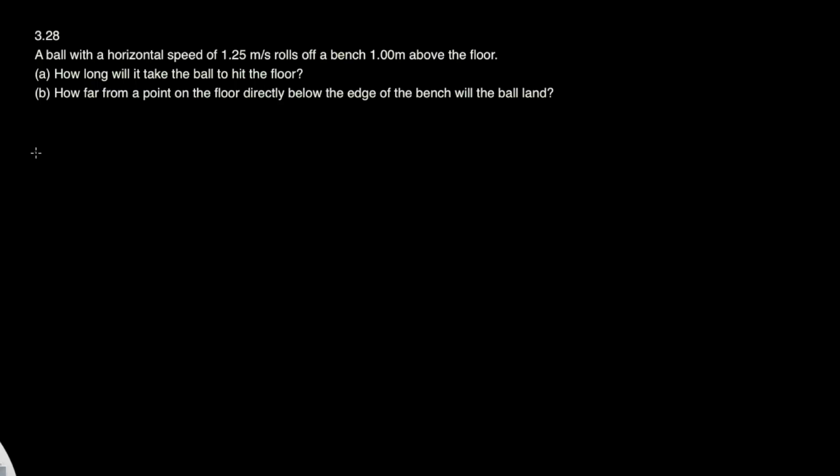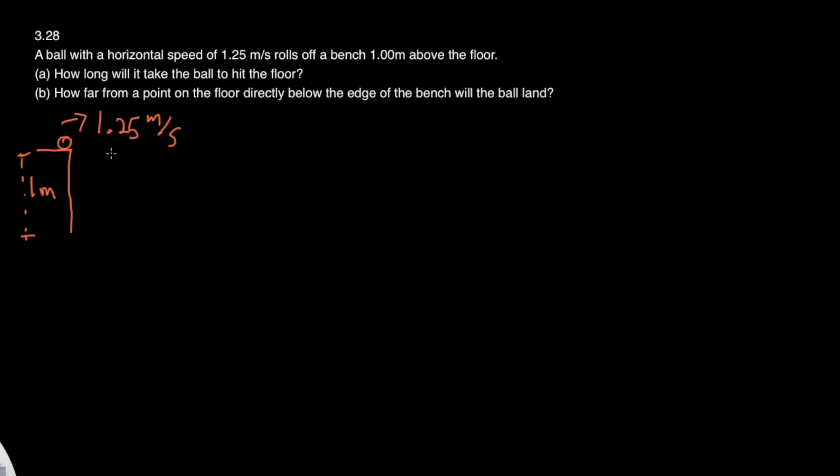Okay, so the first thing to do here is just draw a simple picture. Just draw a bench with a ball on it. We know this is 1 meter from the floor to the end of the bench, 1 meter. And we know it's given an initial velocity of 1.25 meters per second. And we're asked how long will it take the ball to hit the floor.